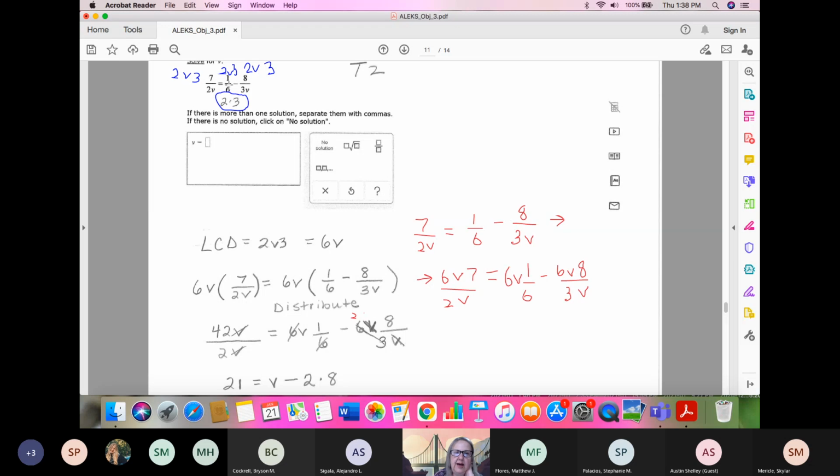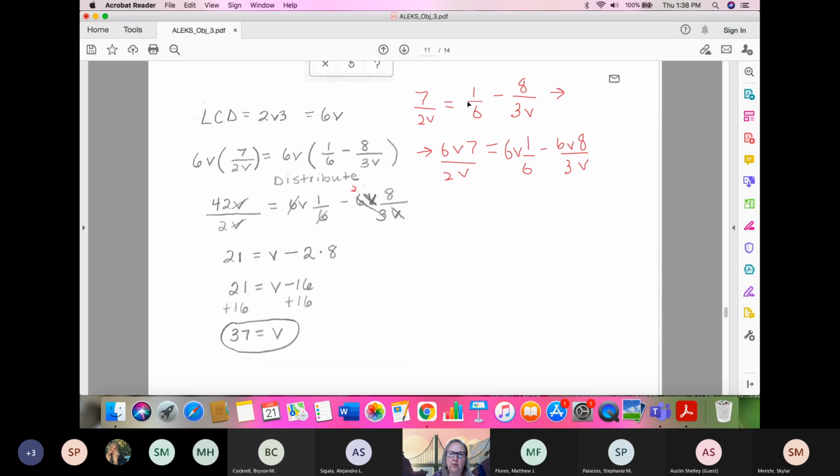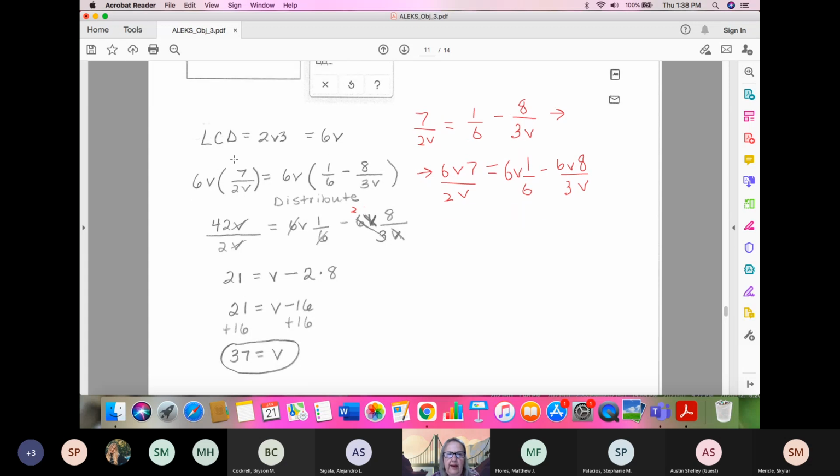Equals, what's on this side? 1 over 6 minus 8 over 3V. We want to multiply that by our LCD, which is 6V. So ignore what's on this side. We'll just go straight down. So what do we get over here? We want to cancel what we can. So let's go ahead. What can we cancel here? Let's do 6 to keep up with what I've got here.